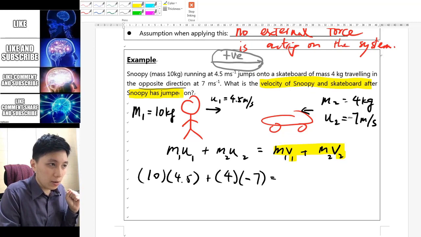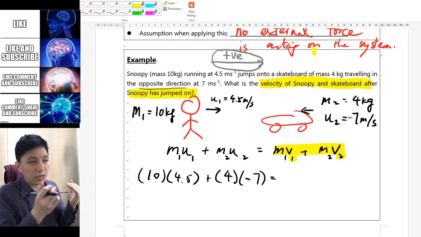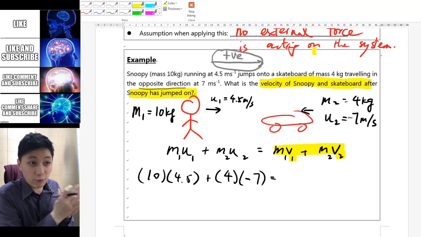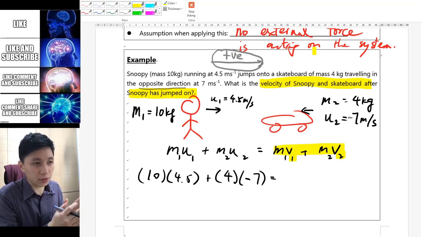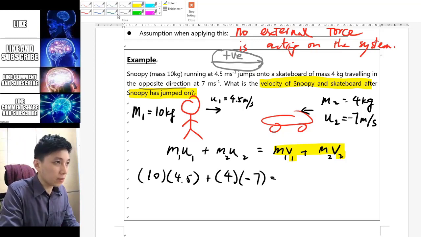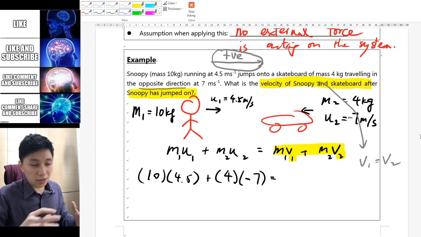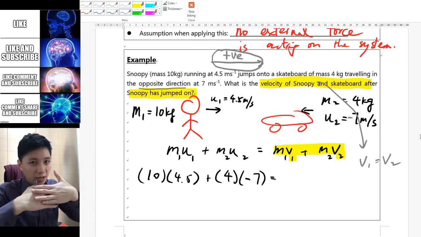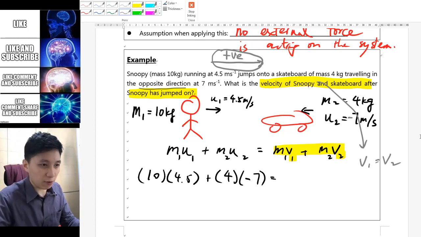And remember, in this case, you can imagine Snoopy is going to jump onto the skateboard, and so they will be moving together. Okay, and that is quite important because in this case, then v1 would equal v2. Okay, it has to be the same. I mean, if you are on a skateboard and there's no slipping, right? Like that, you don't have a relative motion, and so you will be moving with the skateboard for sure.